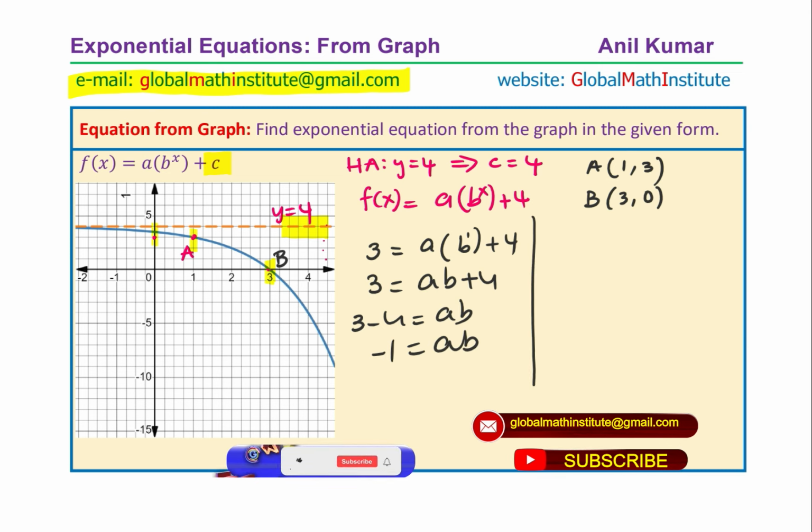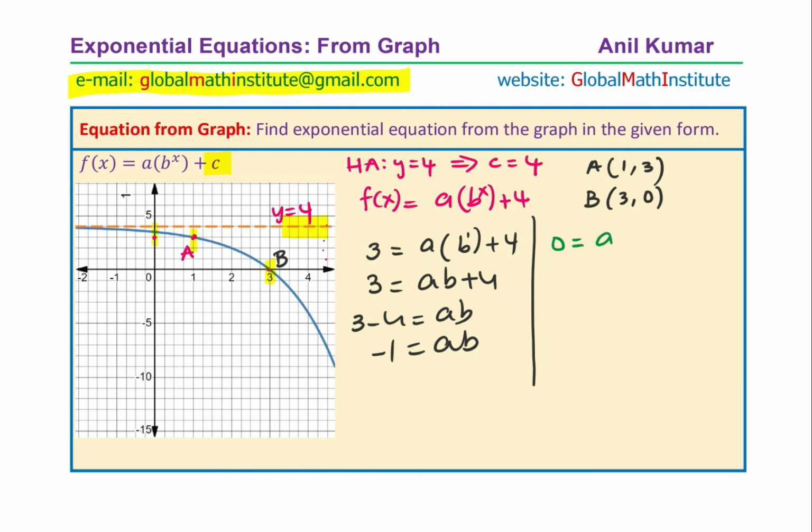So that is one. And secondly, if I put (3, 0), in that case, x value being 3, I am getting the y value as 0. So I get 0 equals a times b cubed, right?